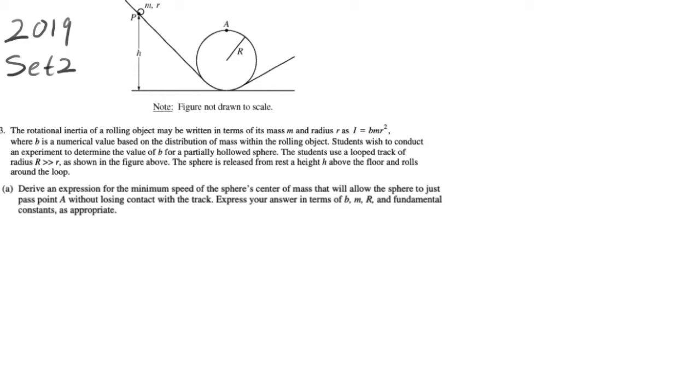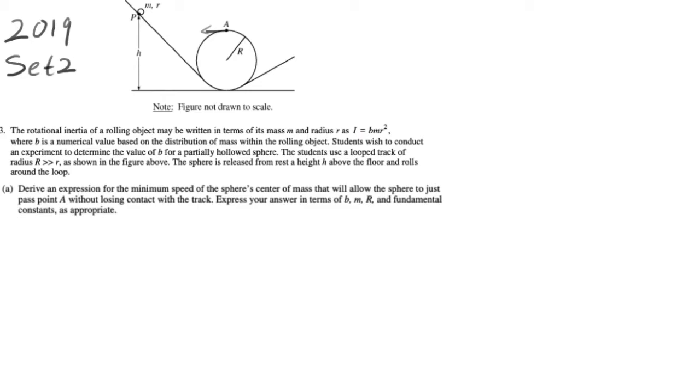Part A. Derive an expression for the minimum speed of the sphere's center of mass that will allow the sphere to just pass point A without losing contact with the track. Express your answers in terms of these variables and fundamental constants as appropriate. So they want to find the linear speed at point A. When I think of linear speed, I either think of using conservation of energy, using basic rotational conversions, or in this case, centripetal force. An important thing to note, this question also uses the key term derive. So we have to use an equation from the equation sheet to find our answer.